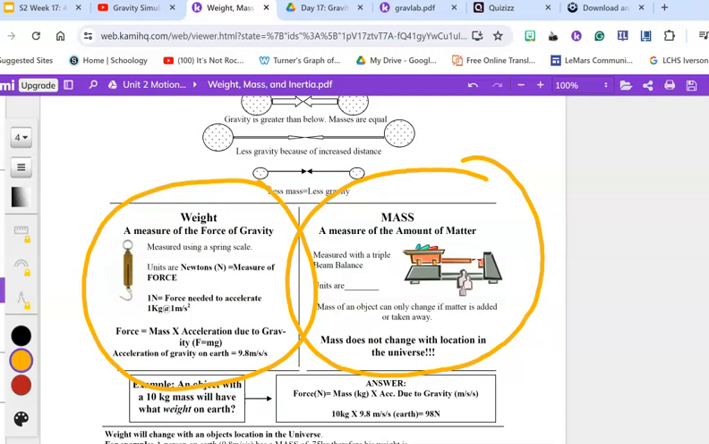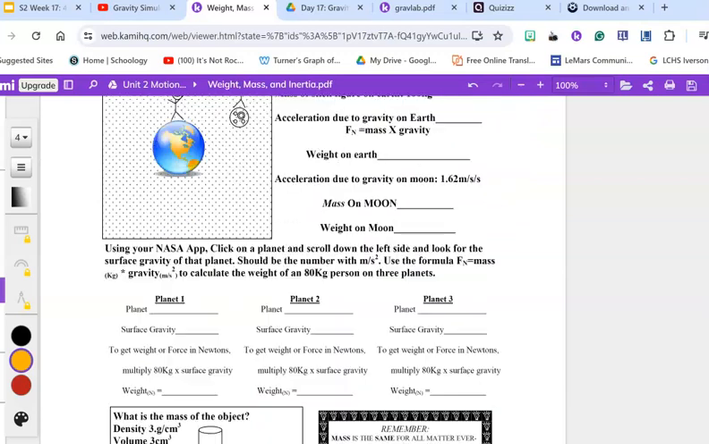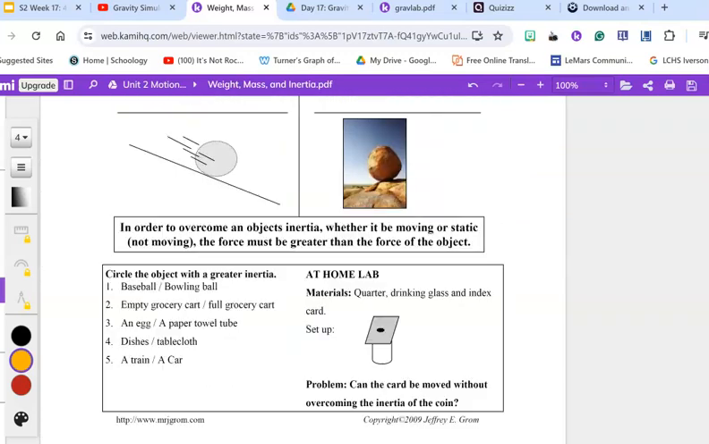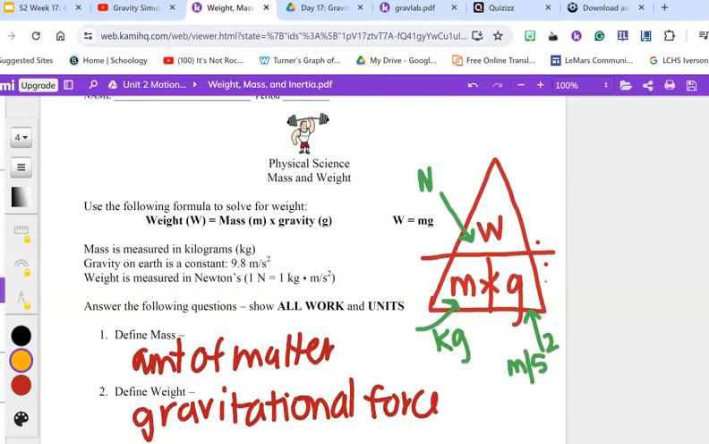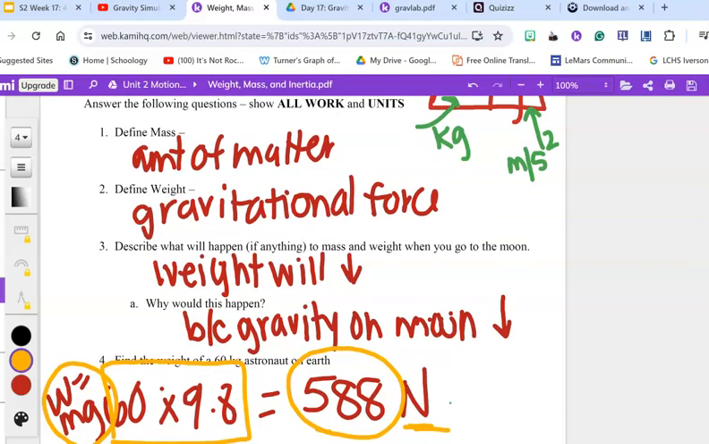Now, for those of you that were here yesterday, I got to some of yours, but not all of yours. Take a look at the screen so that you can check your answers. Just see if you're okay. So mass is the amount of matter, weight is the gravitational force. What will happen, if anything, to the mass and weight? Well, the weight's going to go down. Why would this happen? Because gravity on the moon is less.